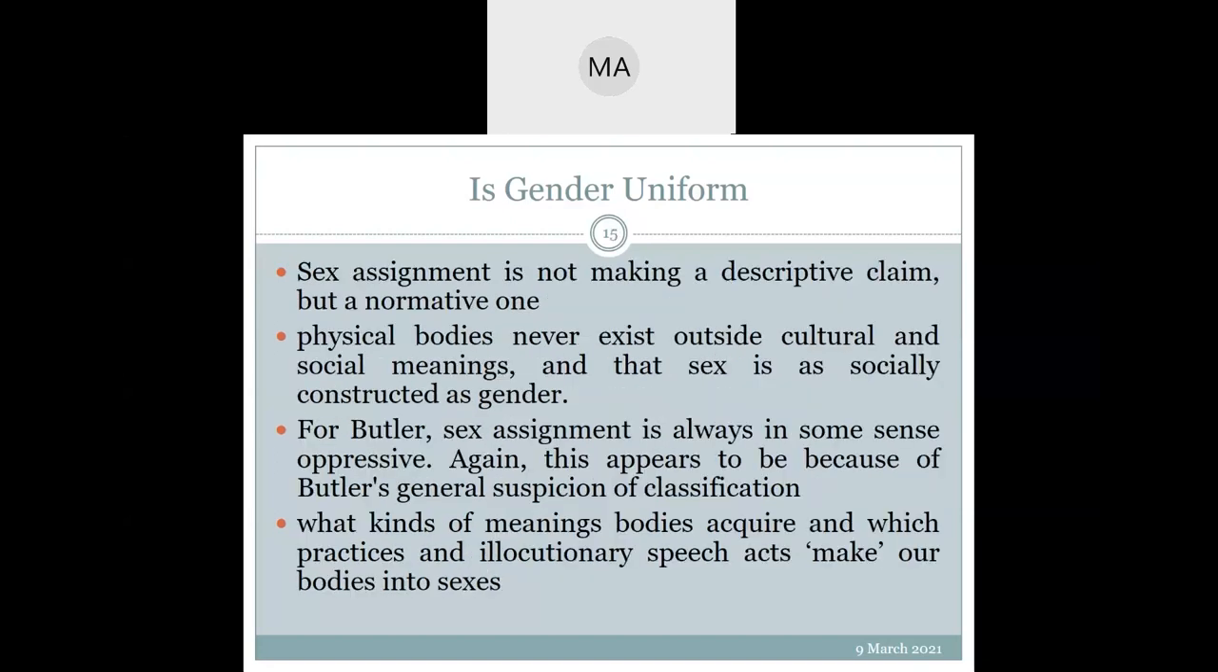Sex assignment is not making a descriptive claim, but a normative one. So, as we concluded, it is natural, given at birth, and it is a normative one. We cannot change it by nurturing, and this has to be accepted. Everyone should accept it, but sometimes we argue against accepting sex as it is.